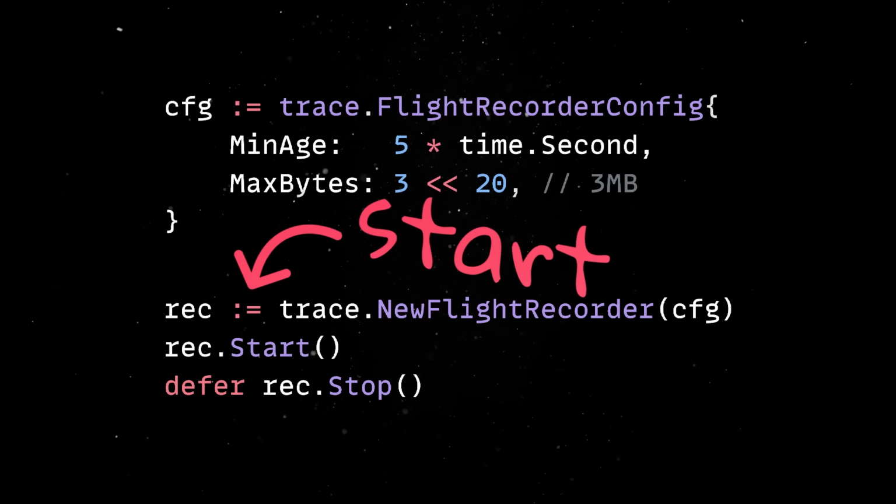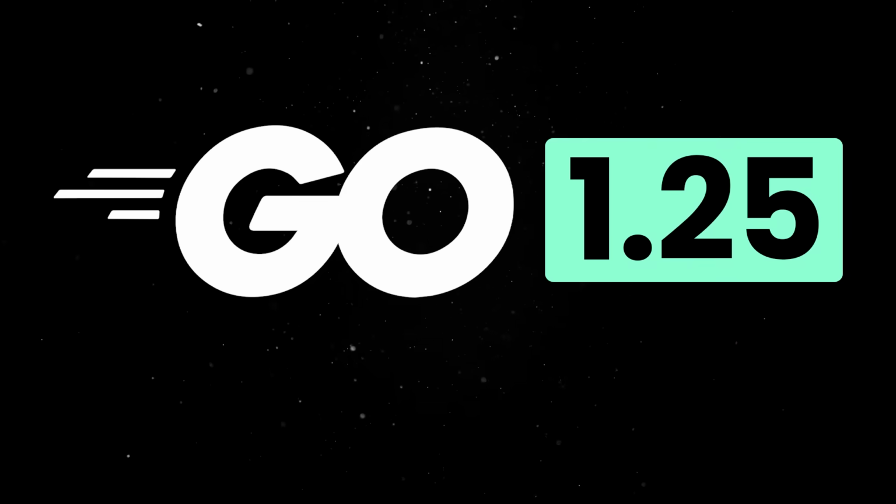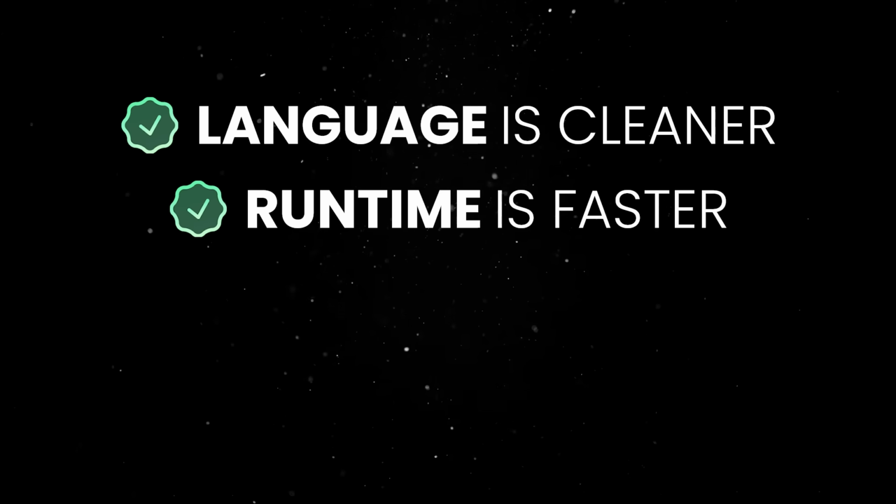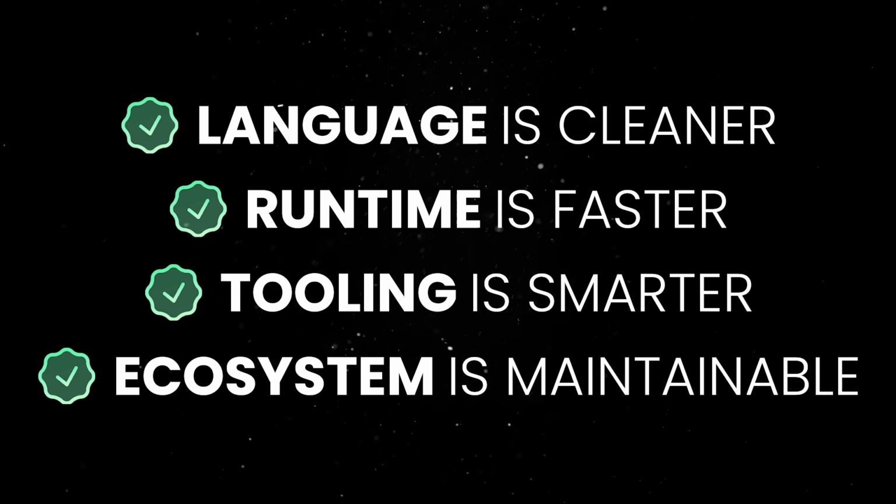The bottom line is that Go 1.25 doesn't come with any big flashy changes, but the language is cleaner, the runtime is faster, tooling is smarter, and the ecosystem is more maintainable.